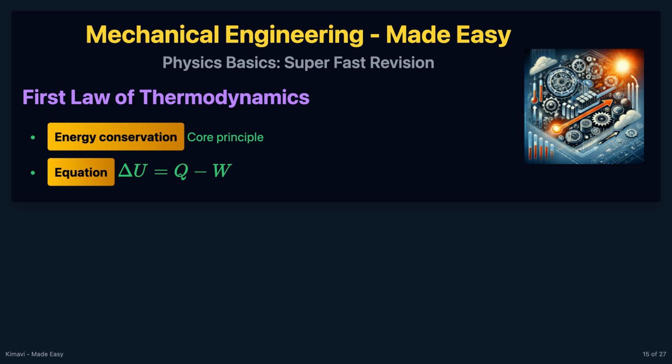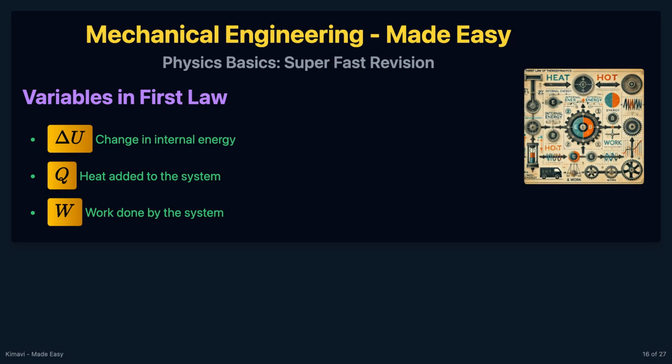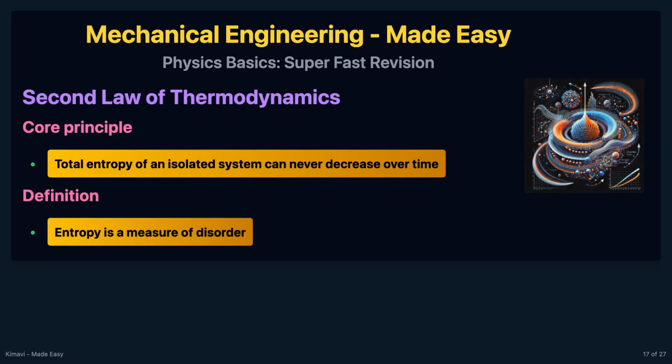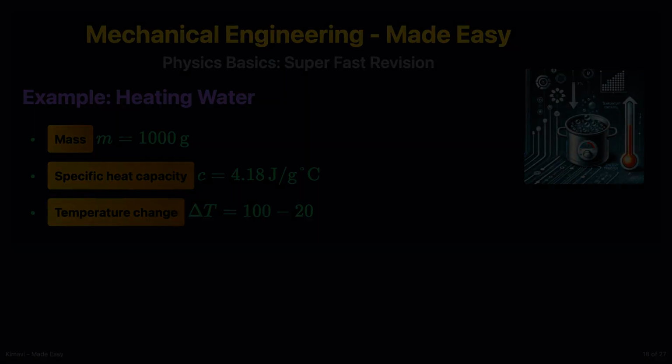Mathematically, it is expressed as delta U equals Q minus W. In this equation, delta U is the change in internal energy, Q is the heat added to the system, and W is the work done by the system. The second law of thermodynamics states that the total entropy of an isolated system can never decrease over time. Entropy is a measure of the disorder or randomness of a system.